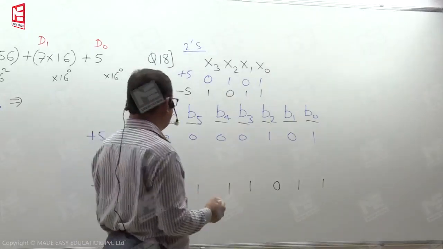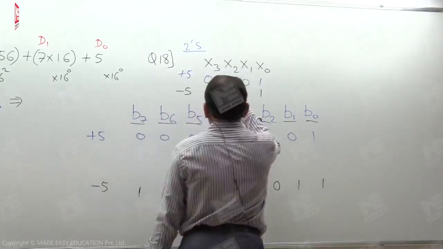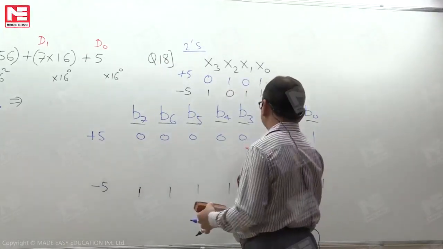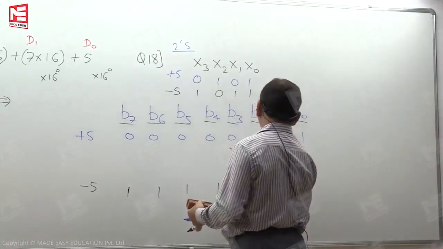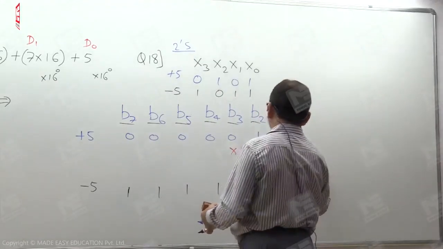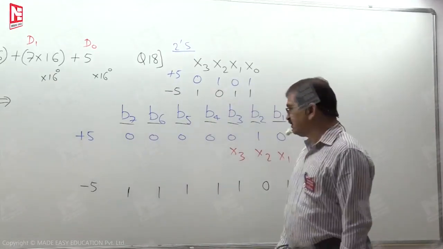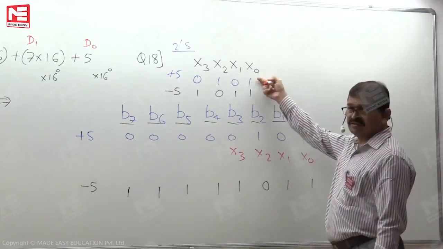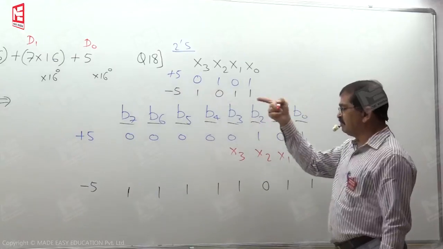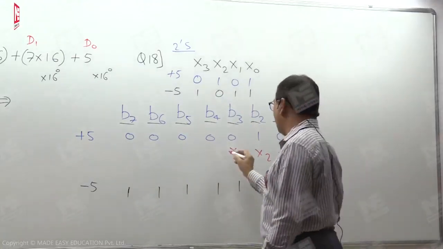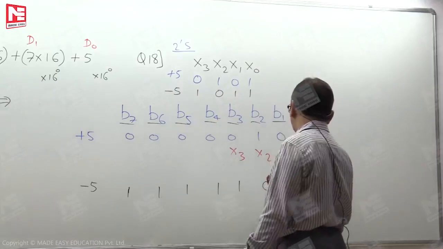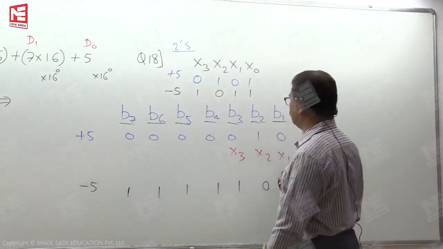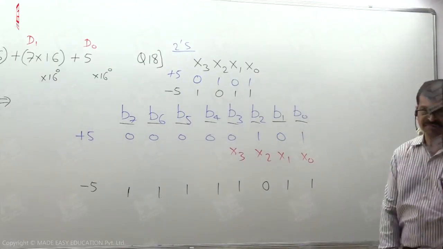What we are looking at here is that these 4 bits x3, x2, x1, x0 are copied as they are into the least significant 4 bits of the 8-bit number, whether it's +5 or -5. You can look at negative 1011 and positive 0101. It is copied as it is.